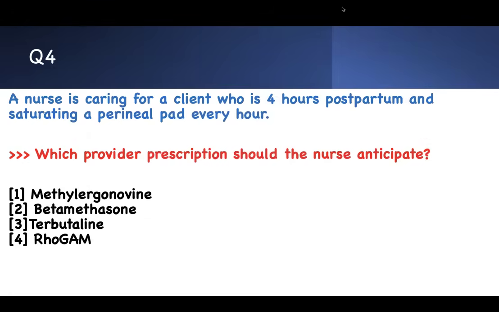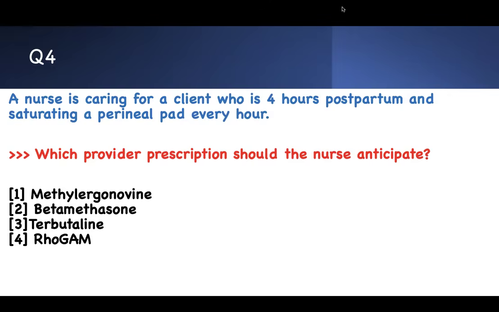A nurse is caring for a client who is 4 hours postpartum and saturating a perineal pad every hour. I can tell you, every hour means bleeding. Rewrite the question and say, patient is postpartum and is bleeding. Which provider prescription should the nurse anticipate? What do you think will help stop bleeding? Look at each medication and say, does this stop bleeding?